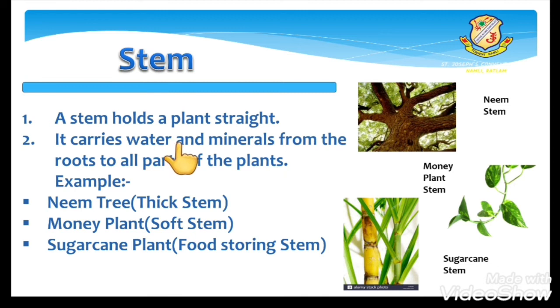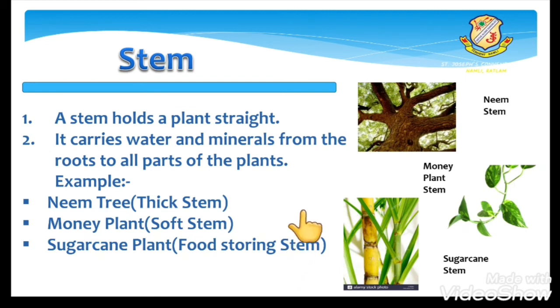Stems also carry water and minerals from the roots to all parts of the plant. Stems also do the function of carrying the water and minerals from the roots to all parts of the plant. So we can also call it a carrier of water, minerals and other nutrients to all parts of the plant. Now stems can be of three types: thick stem, soft stem and food storing stem.